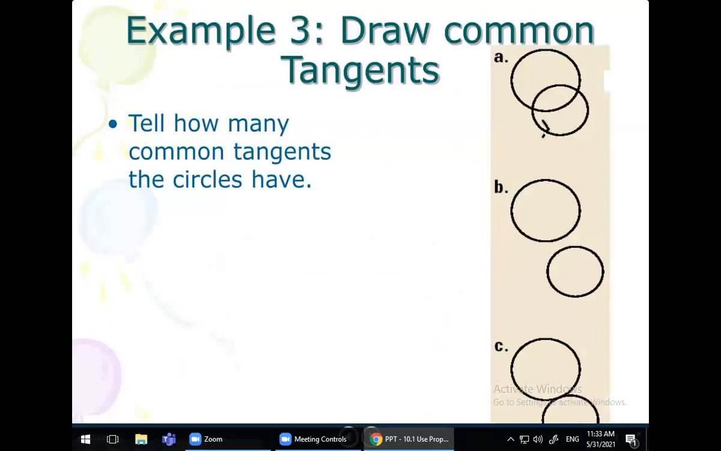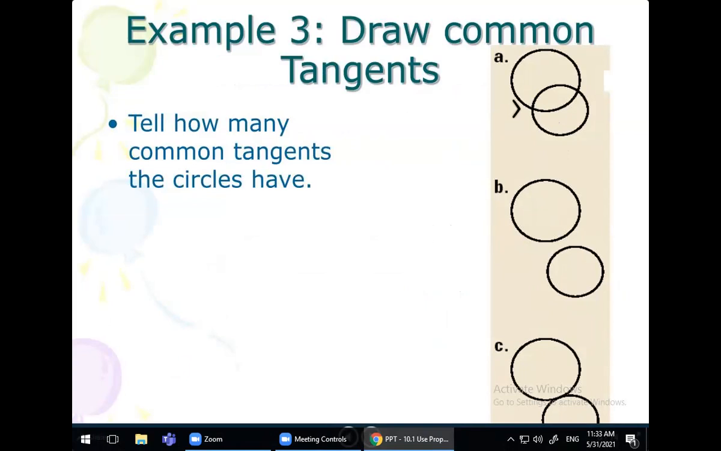Now we want to know how many common tangents there are for the circles in front of us. For the first case, how many common tangents do you expect in A?